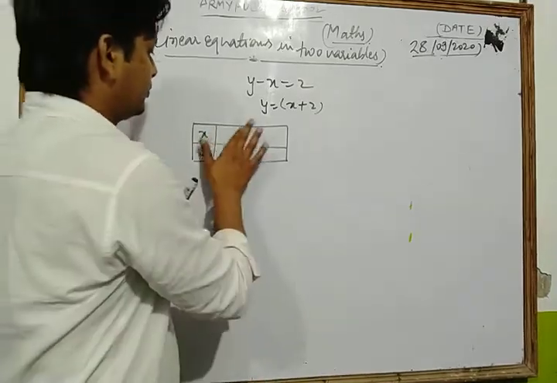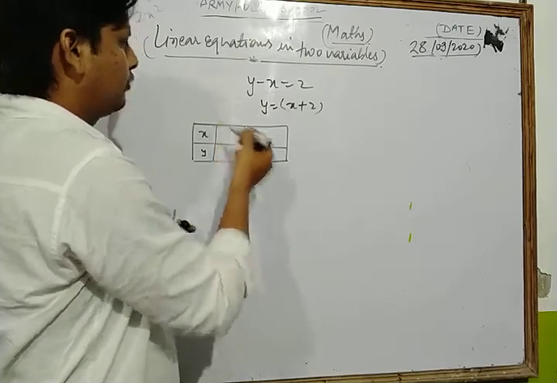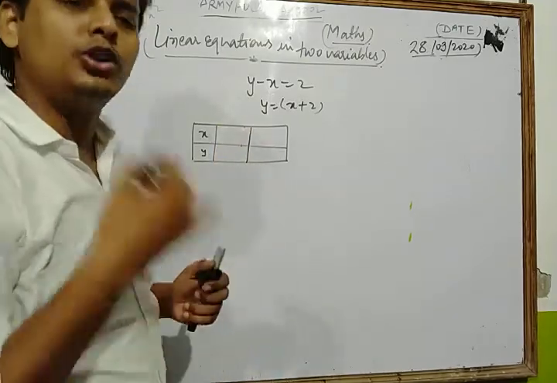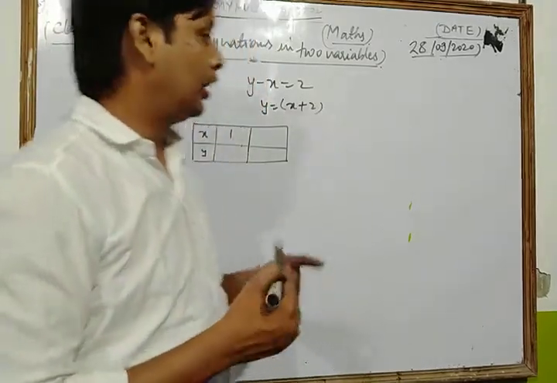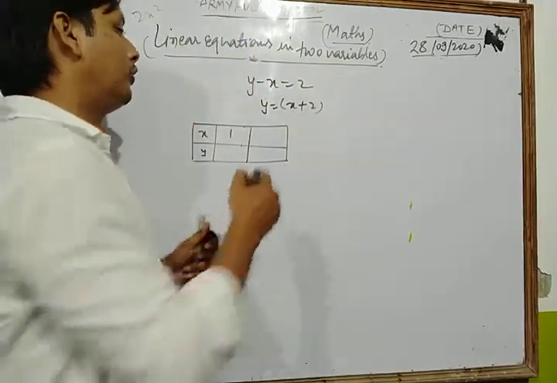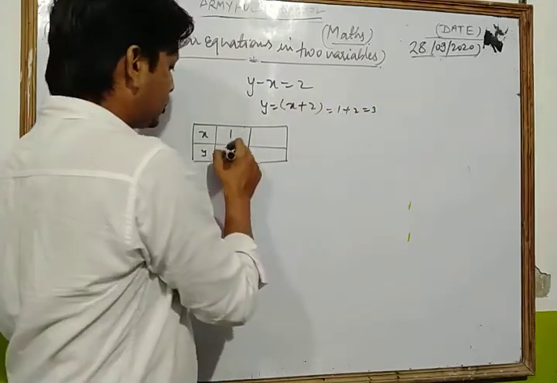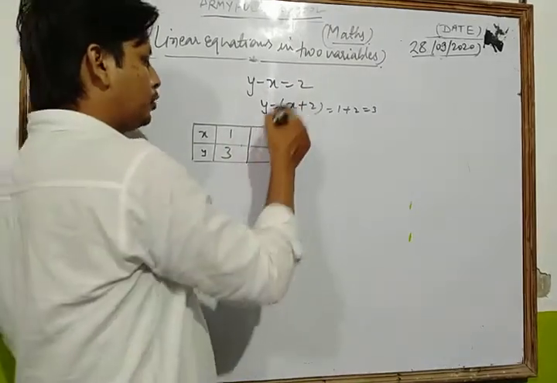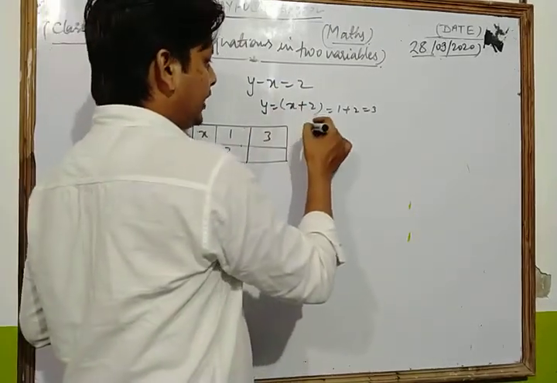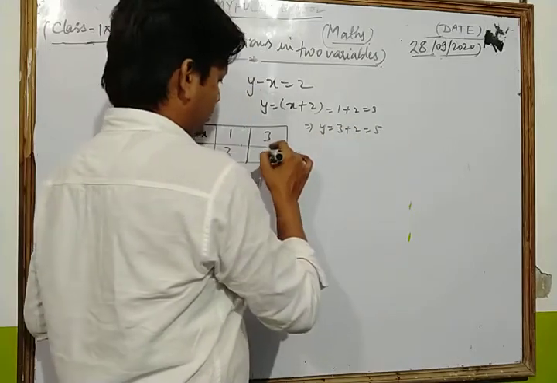Now suppose first we put x is equal to, you take any suitable value, we put x is equal to 1. Then if we put x is equal to 1, then the value of y is 1 plus 2, that is 3. Then the corresponding value of y is 3. Okay. Now when we put x is equal to 3, then we get the corresponding value of y as 3 plus 2, that is 5. Okay.